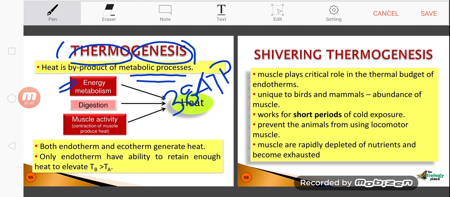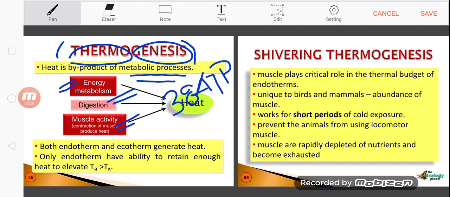What else? Metabolic processes, digestion. So digestion, we ingest or take outside food particles and put them into our body system. So those food particles contain embedded energy. Now when we ingest the food, the energy from those food particles will be transferred into our body system. The digestion also will produce heat.